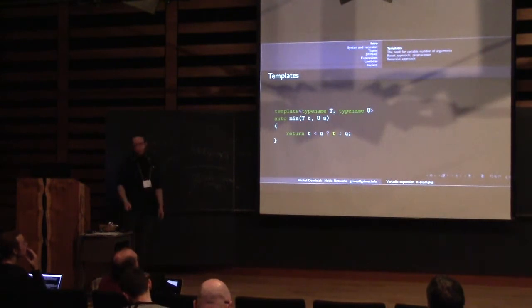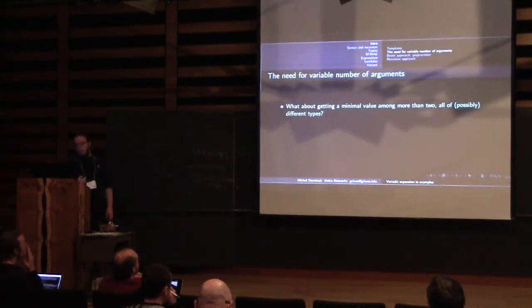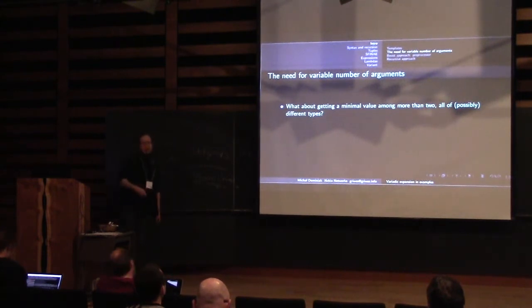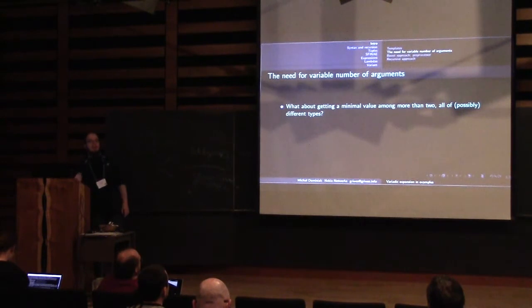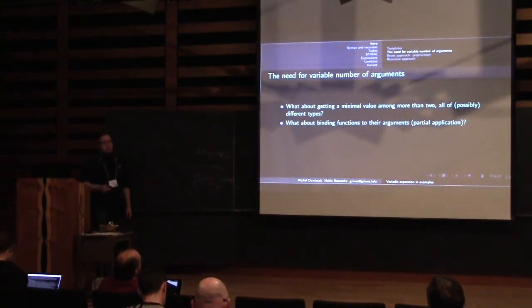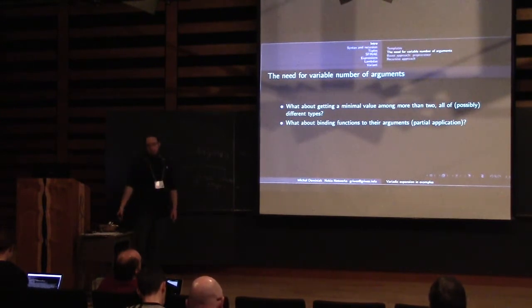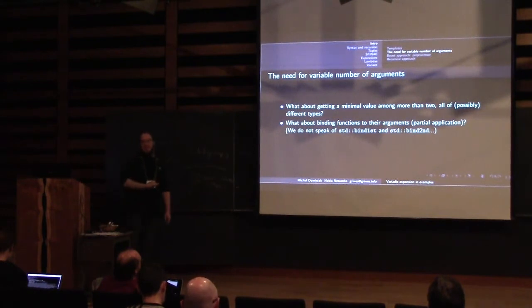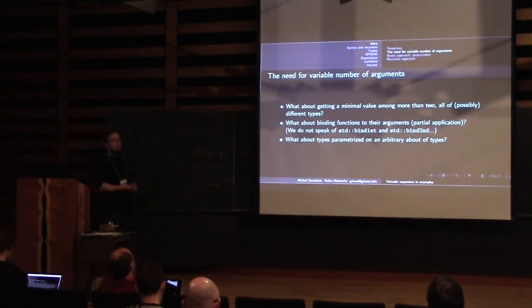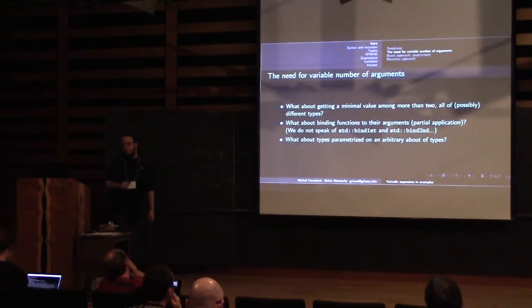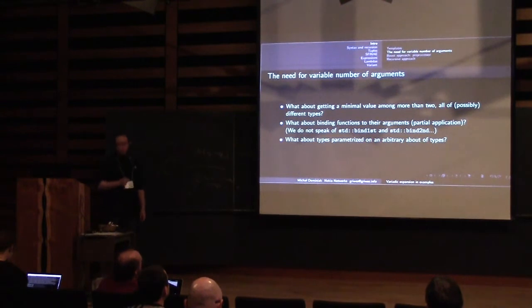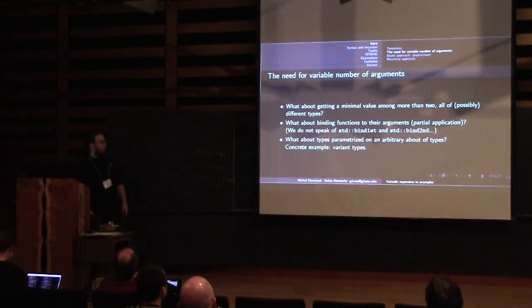They are fine, they are nice, they allow us to do cool things. But what do you do when you want a minimal value among multiple values that may not be of the same type? What when we want to bind functions to their arguments? And what about types that we want to parameterize on many different types, or maybe values, but I will focus on type arguments? So we want something more. We want a variant type that can hold a value of any of the specified types.